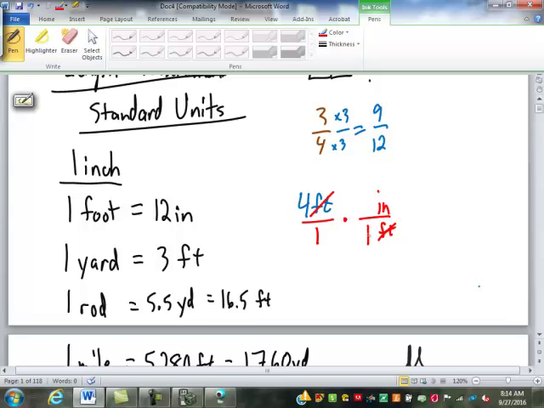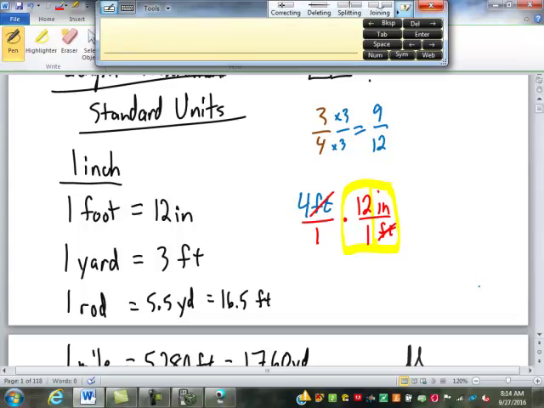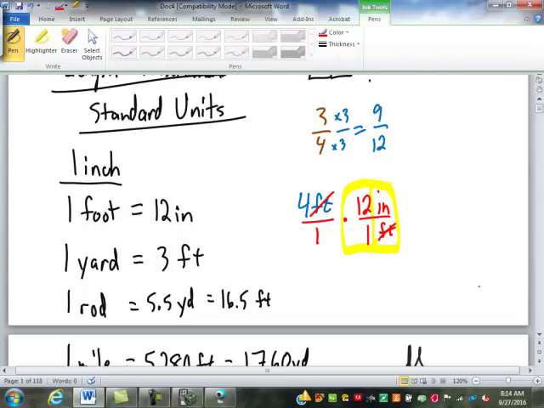Now we know that 1 foot equals 12 inches. This here is a unity fraction. It equals 1. You might look at it and say, well, it doesn't look like it equals 1. But 12 inches and 1 foot are the same length. They're just different ways of expressing it. So that does equal 1.